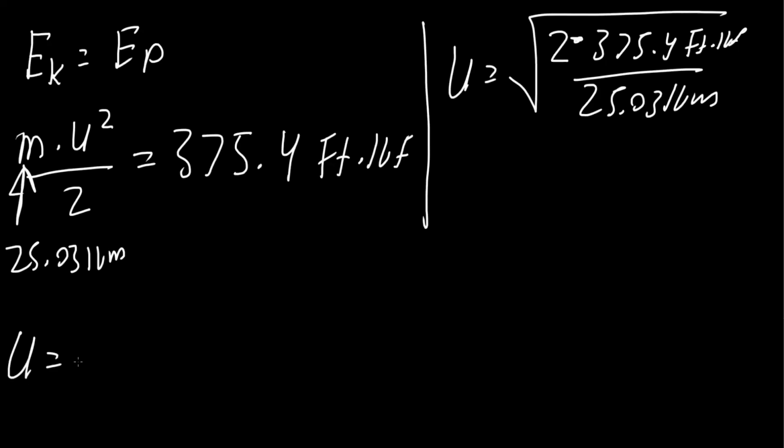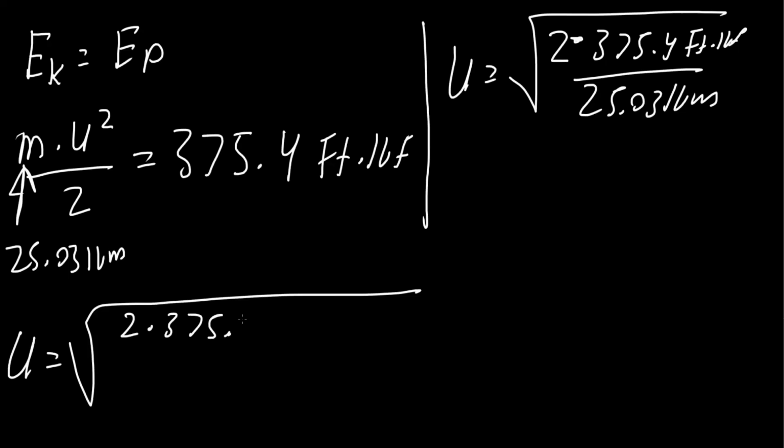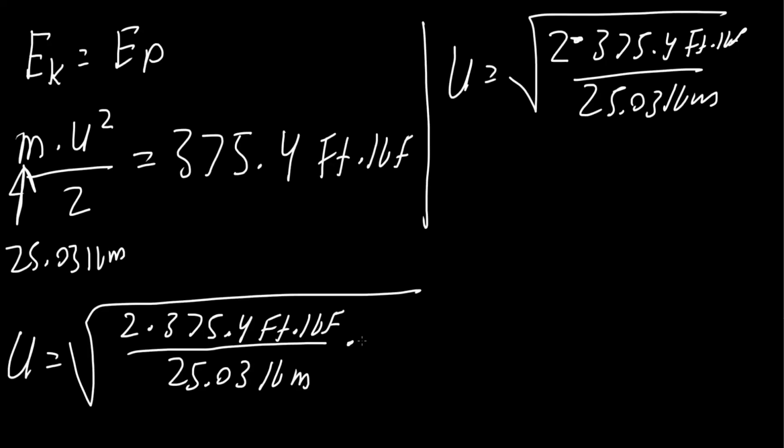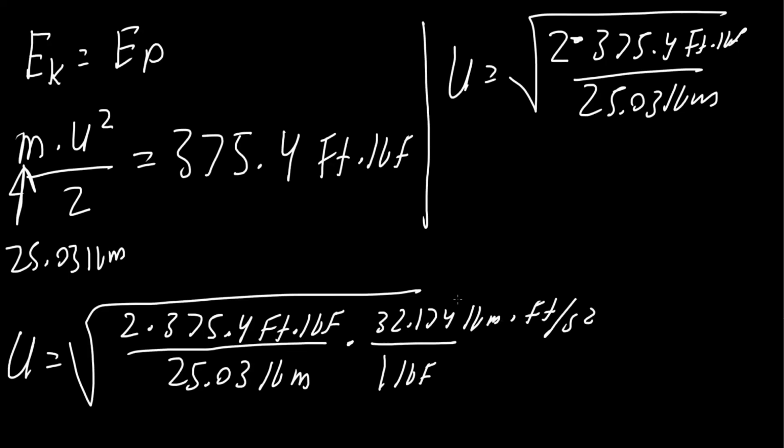So U is equal to the square root of what we have here. So 2 times 375.4 feet times pound force divided by 25.03 pound mass. Okay, so now we will use a conversion factor. We know that 1 pound force is equal to 32.174 pound mass times feet divided by seconds squared.